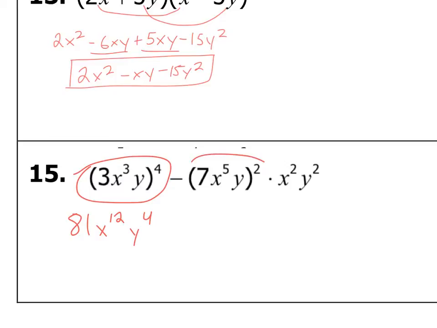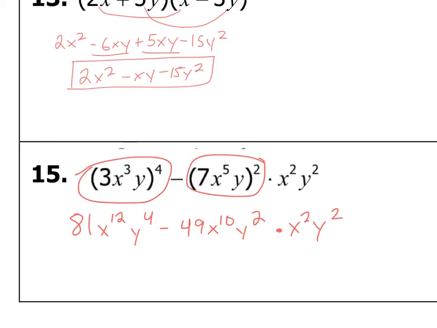Now, over here we also have the product rule. So we would need to raise 7 to the 2nd power, which is 49. X to the 5th raised to the 2nd power, that would be the power rule, so that's 5 times 2, which is 10. And then y to the 1st raised to the 2nd power will be 1 times 2, which is 2. And that's times x squared, y squared.